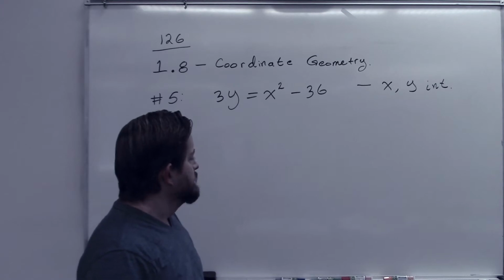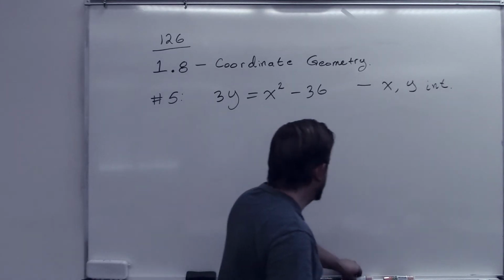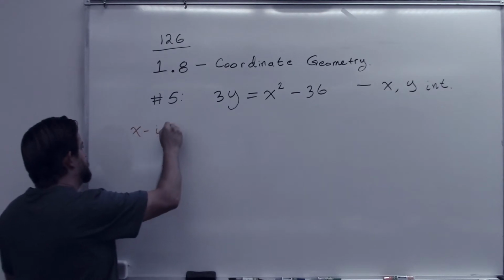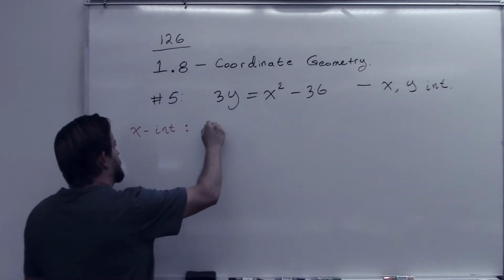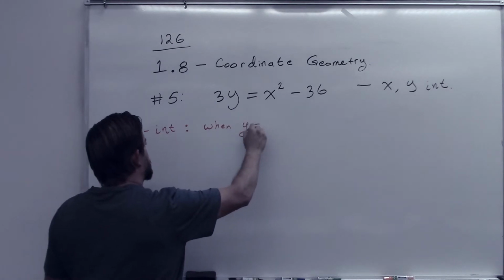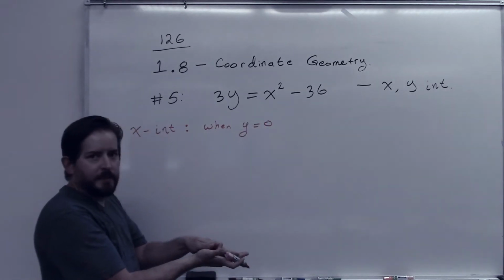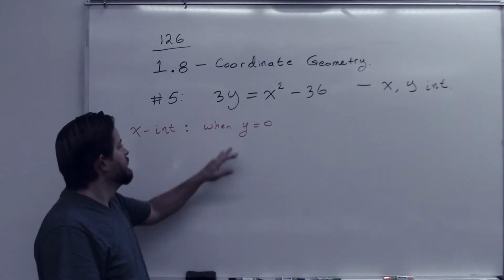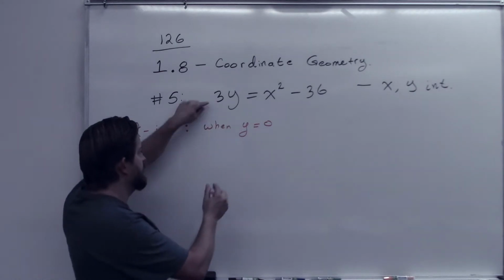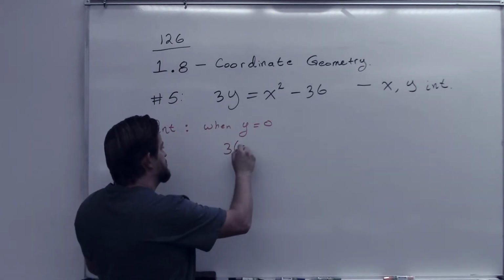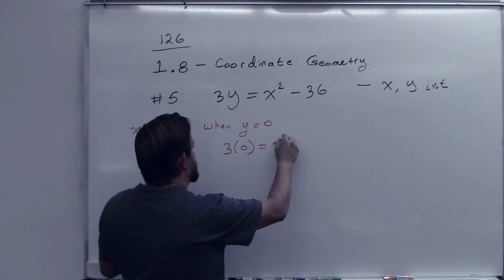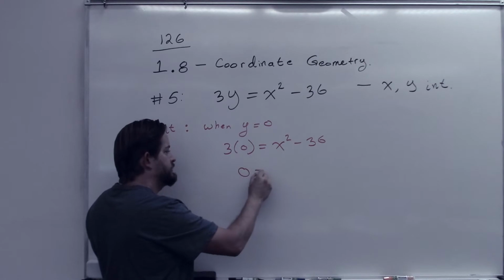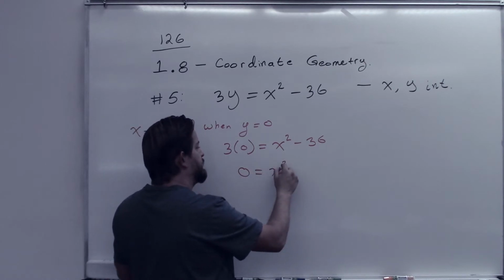Okay. Recall that the x-intercepts happen when y is 0. When y is 0, that is the definition of being an x-intercept. You're on the x-axis somewhere, right? So if I plug in 0 for y, that gives me 3 times 0 equals x squared minus 36. 3 times 0 is, of course, 0, so that gives me 0 equals x squared minus 36.